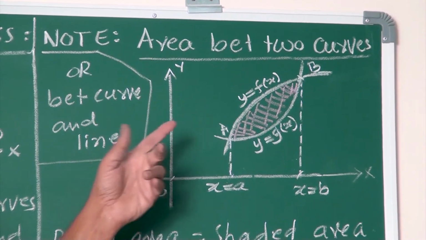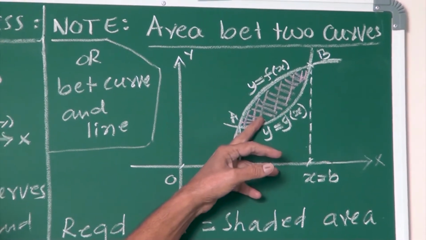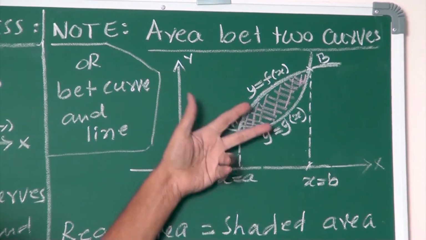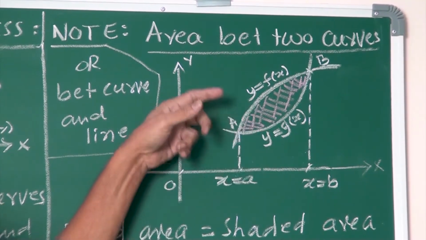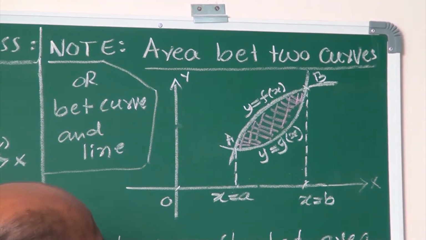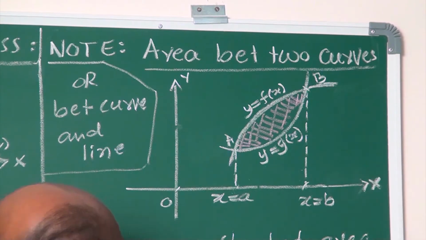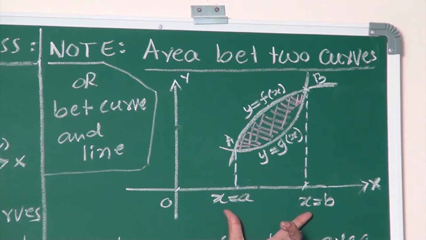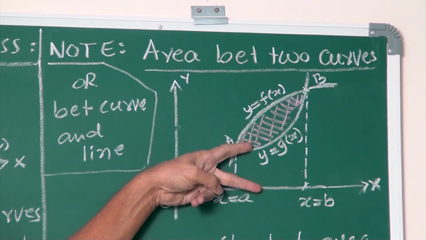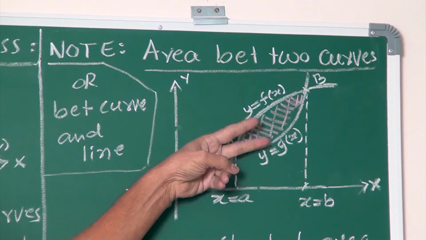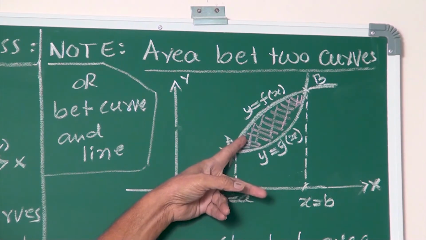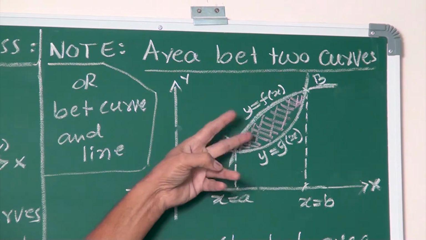Now, the area between these two curves is the shaded area, the required area. We want only this shaded part. This is the area under the first curve, y equal to f(x), with the x-axis between the ordinates x equal to a and x equal to b, minus this lower open area. The total area minus the open area remains the shaded area, which is the area between two curves.